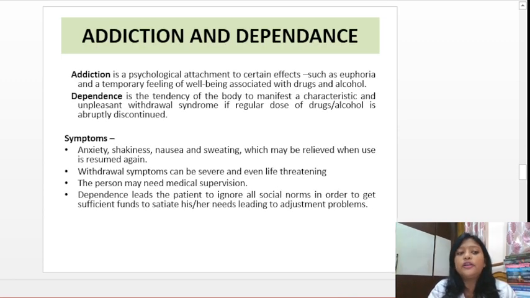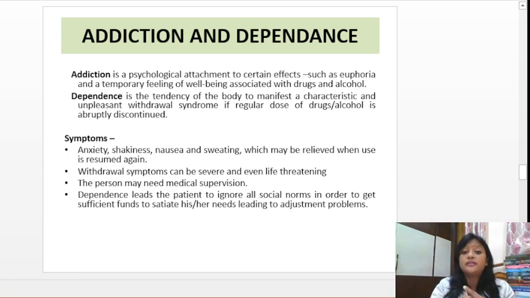Now we'll come to a very important topic: addiction and dependence. As I told you in one of my slides, being addicted to something and being dependent on something are two different things. Addiction means, suppose you are taking drugs and alcohol, you feel good. There's a temporary feeling of well-being. You are being attached to the effects of the alcohol or drugs, the temporary feeling of pleasure. When you're attached to that effect, it's known as addiction.